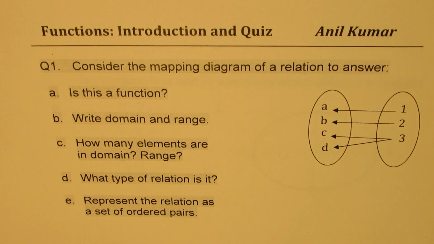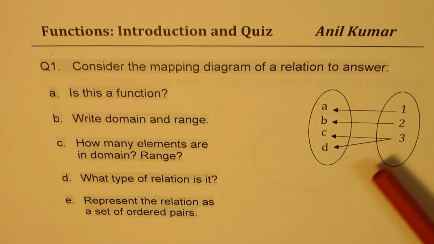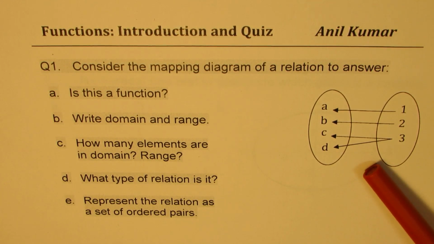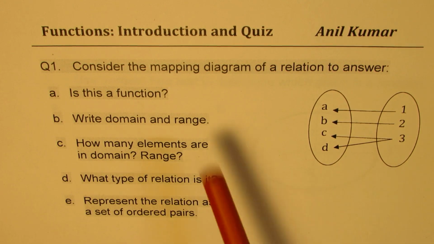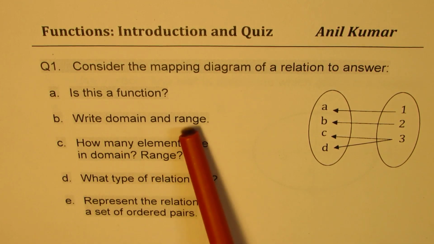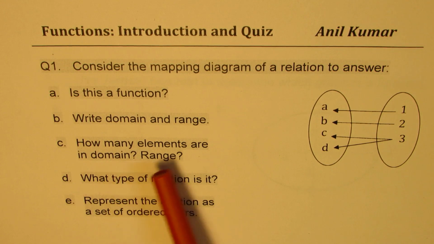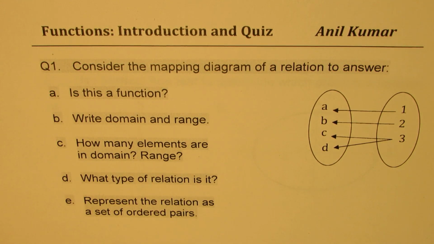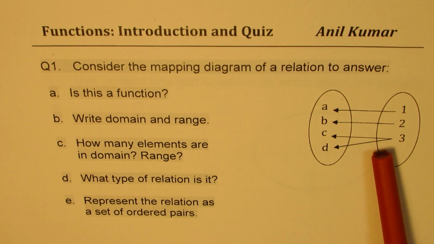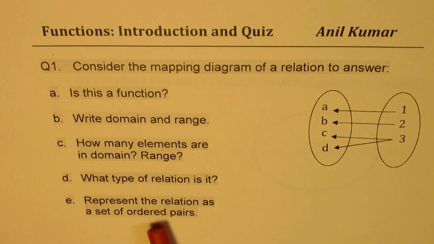Question number 1 here is related to mapping diagram shown here. Based on this, you have to identify whether it is a function or not. You have to give domain and range, number of elements in domain and range, type of relation, and also represent this particular relation in set of ordered pairs.